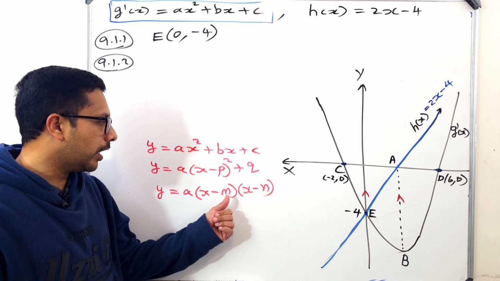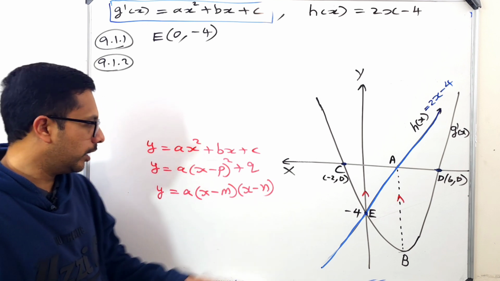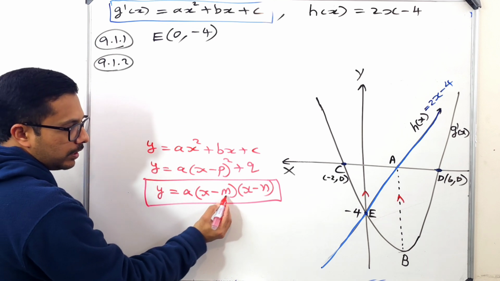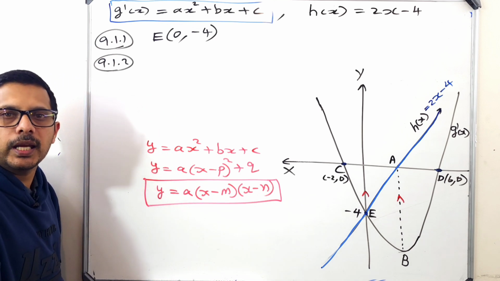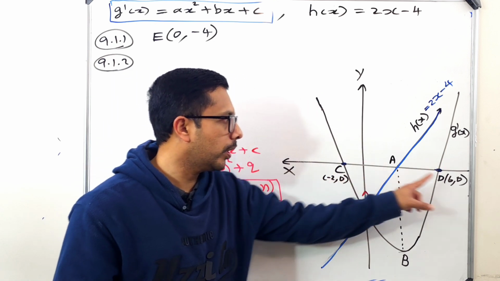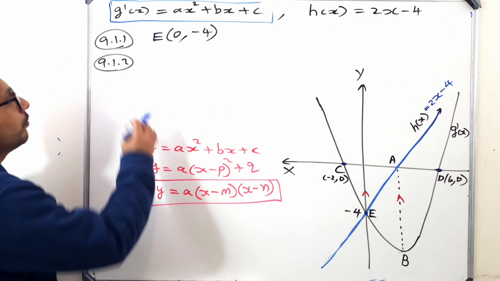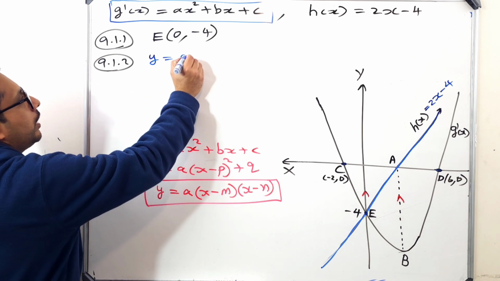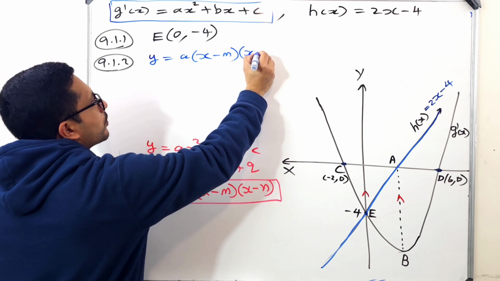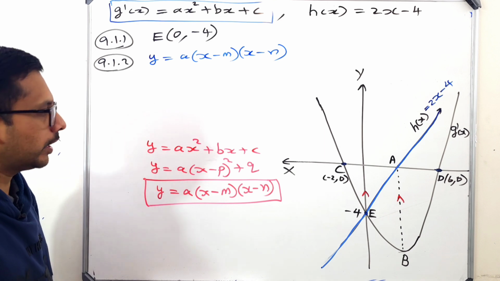Anyway, what do this m and n stand for? The x-intercepts. So if you write the quadratic formula like this, what do m and n stand for? The x-intercepts. Here, do you know the x-intercepts? Yeah, it is -2 and 6. So I am going to use that formula: y is equal to a into x minus m into x minus n. I am going to use that quadratic formula, the one that you studied last year.